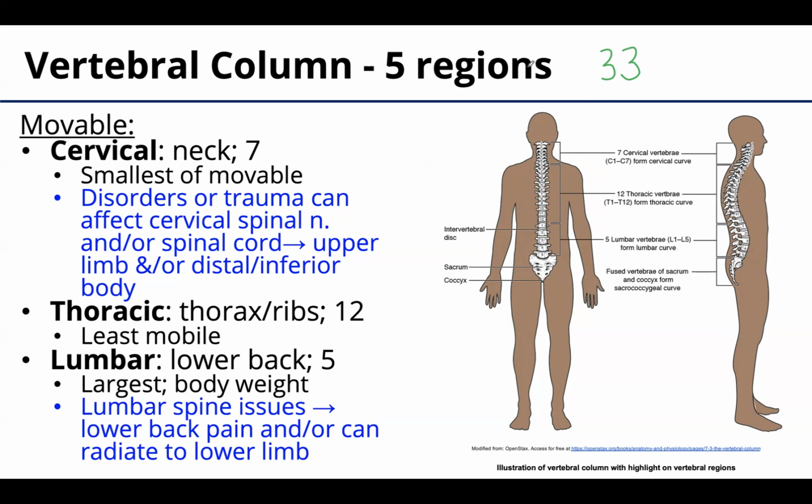So let's start with the most superior of the vertebrae, and these are going to be the cervical vertebrae, which are located in the neck. You can see here on this image on the right, there are 7 cervical vertebrae, and these are also the smallest of the movable vertebrae due to the fact that they bear less weight than, say, particularly the lumbar vertebrae.